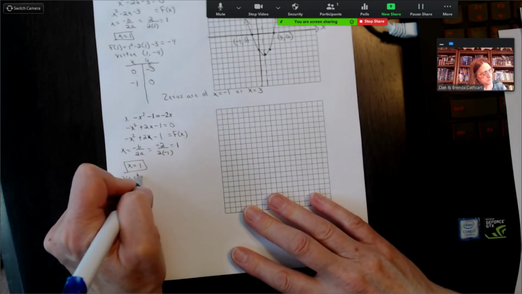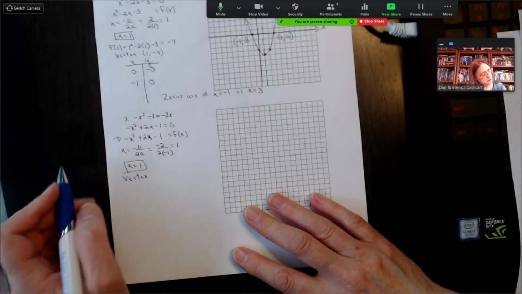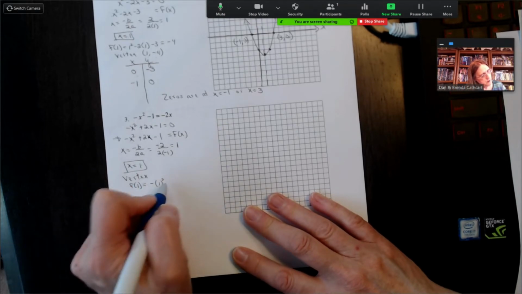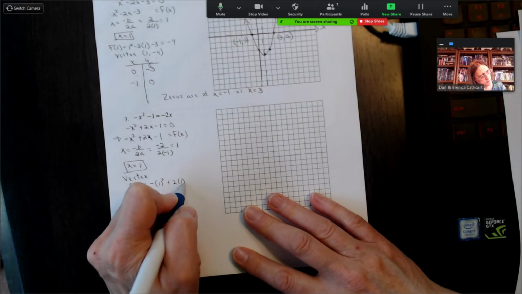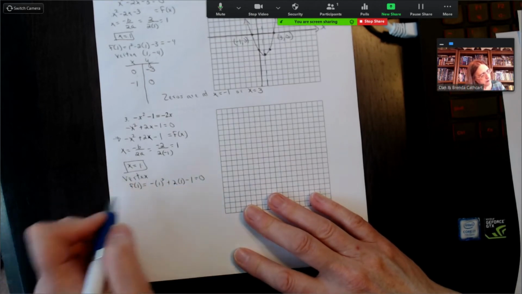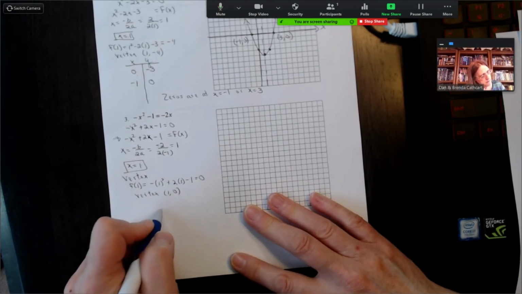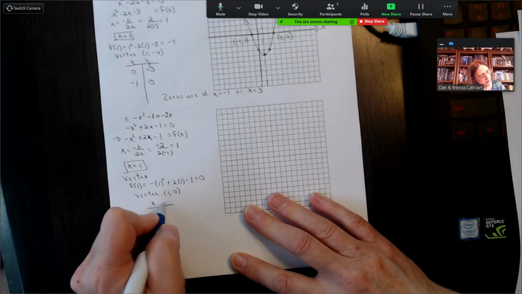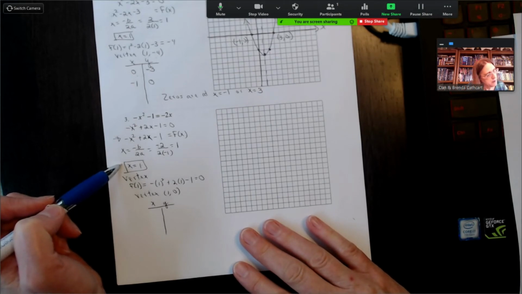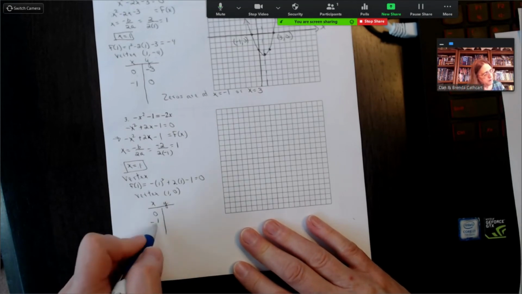Our vertex, when we substitute 1 into our f of x equation, we get f of 1 equals the negative of 1 squared plus 2 times 1 minus 1, and that value is 0. So our vertex is at 1, 0. Let's get a couple more points on that graph. 2 points on one side of the line of symmetry, so we can go to the left. We would have x equals 0 and maybe x equals negative 1.